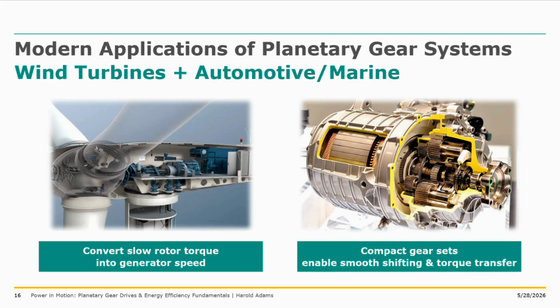Modern day applications of planetary gear systems. So here are a few examples. Planetary gears in wind turbines convert or boost slow rotor torque, i.e. 10 to 60 RPM, into high speed, 1,000 plus RPM operation for power generation. In automotive and marine transmissions, they provide multiple gear ratios in a compact space, ensuring smooth shifting and effective torque handling.